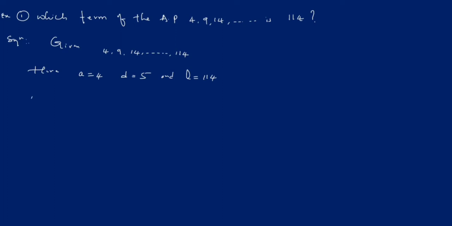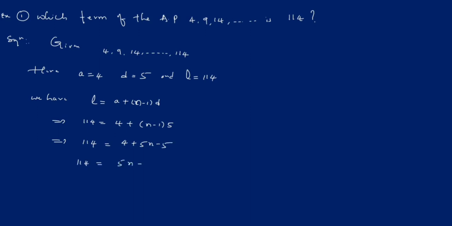So we have the value of L equals to A plus n minus 1 into D, right? So now substitute the values. We have L equals to 114, value of A is 4 plus n minus 1 into value of D, which is 5. So 114, which is equals to 4 plus 5n minus 5. So 114 equals 5n minus 1.